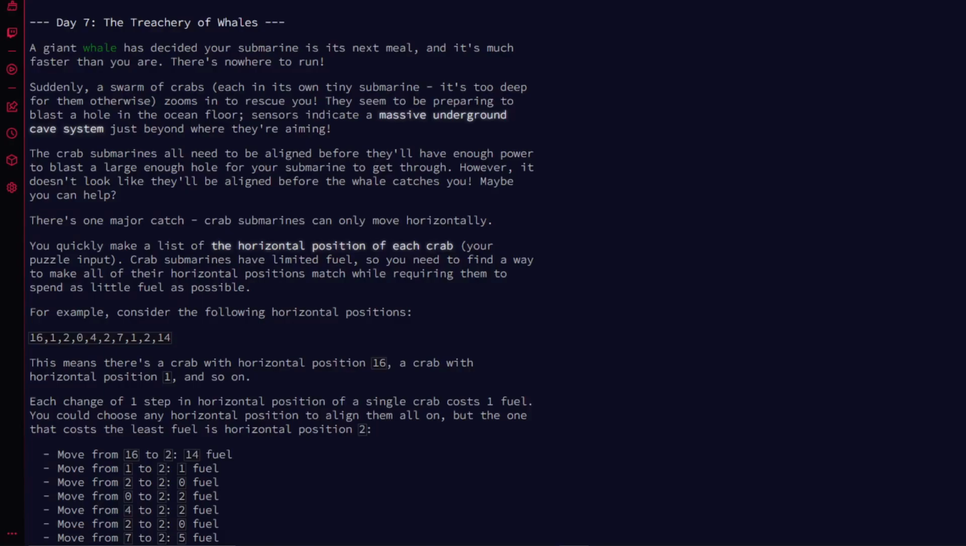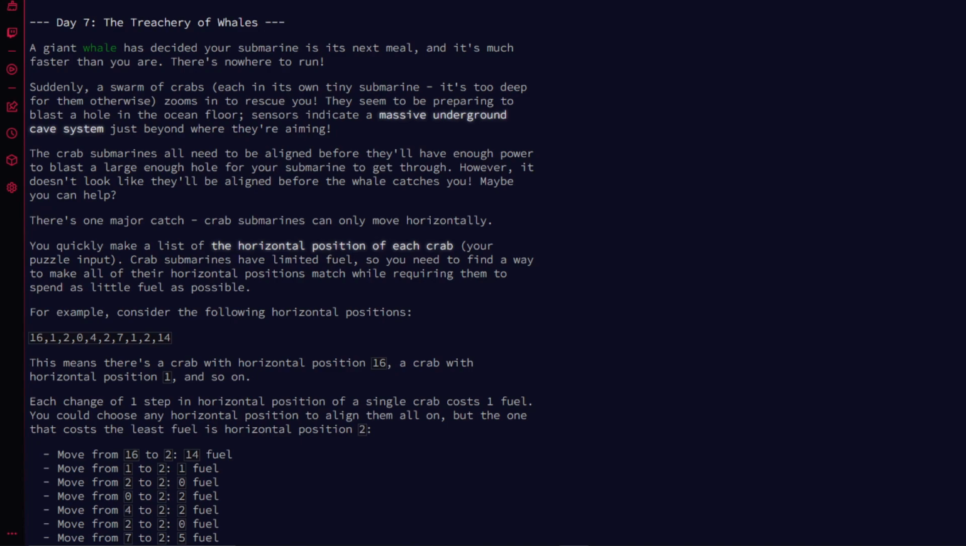The problem for today is that a giant whale has decided your submarine is its next meal. You've got to get to this cave. There are crab submarines that are going to help you. However, the only way they can bust through to get to this cave is if they're all lined up. And they can only move horizontally. They cannot move vertically, so they can only move on the x-axis. And they all have to be lined up completely.